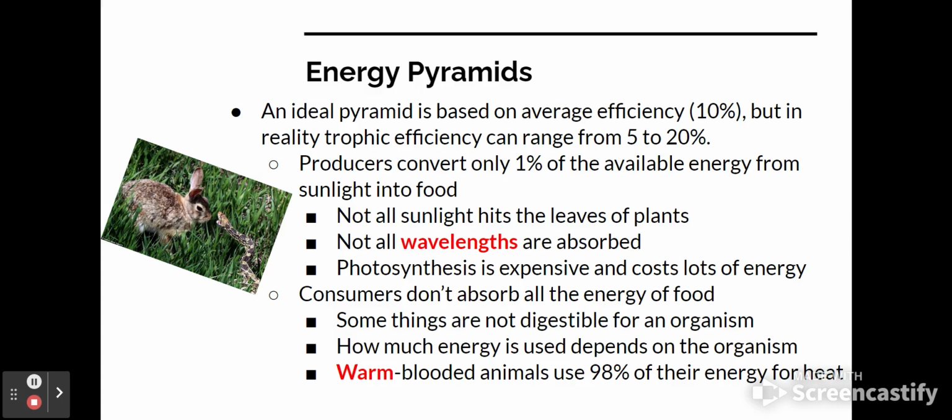So producers are not really getting everything from the sun, they're only getting 1% of the energy. Consumers also don't absorb all of the energy from their food. Some things are not digestible for an organism, and how much energy is used depends on the organism. Warm-blooded animals use 98% of their energy for food.